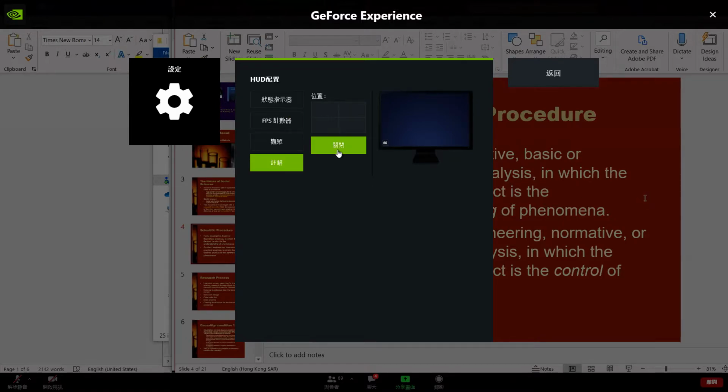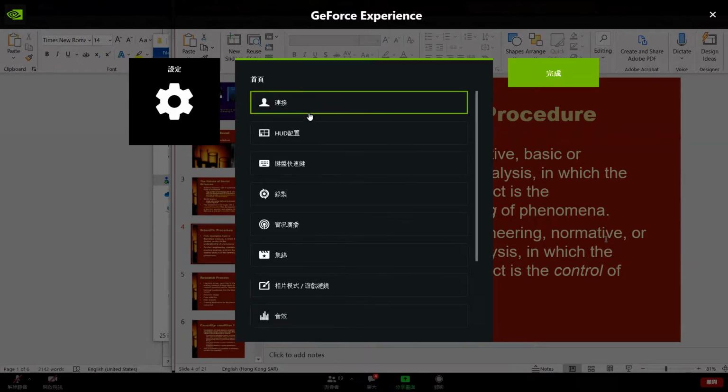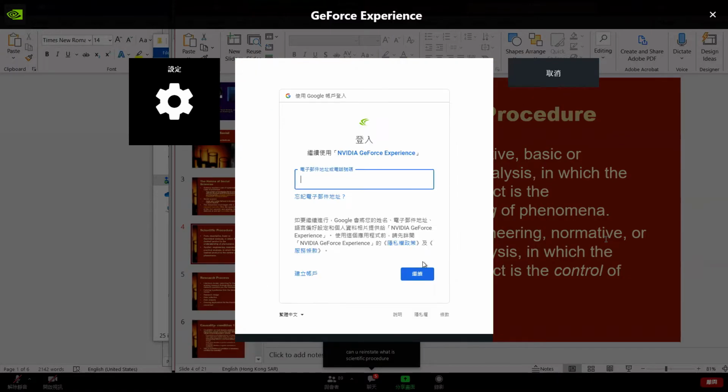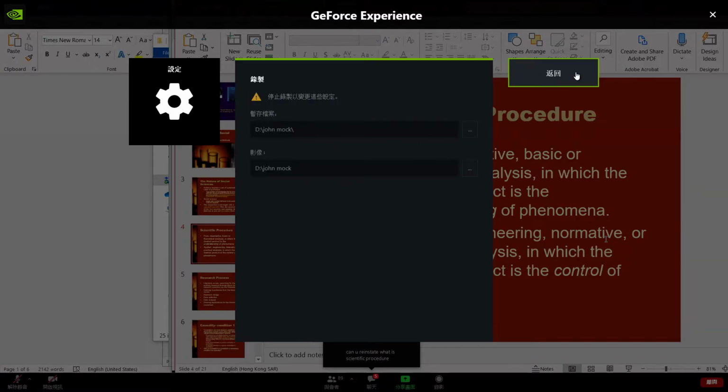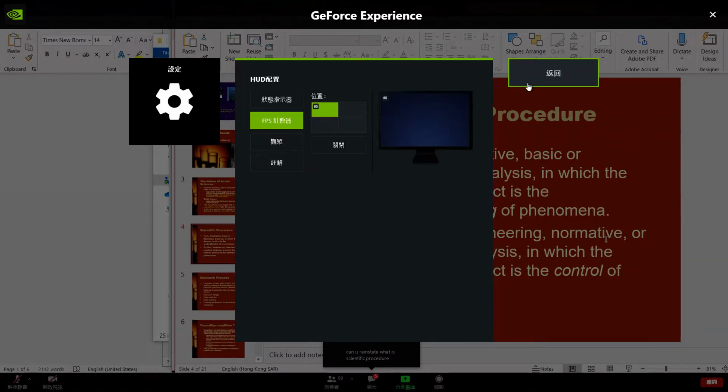Like engineering, normative or practical analysis. Normative or practical analysis, for example, in social science, we want to know whether it is good or not good to join protesters, something like that.